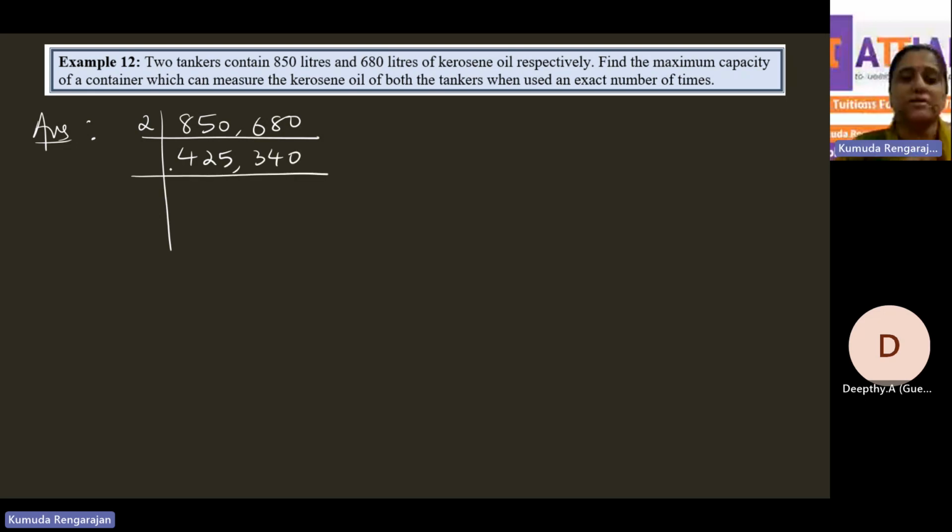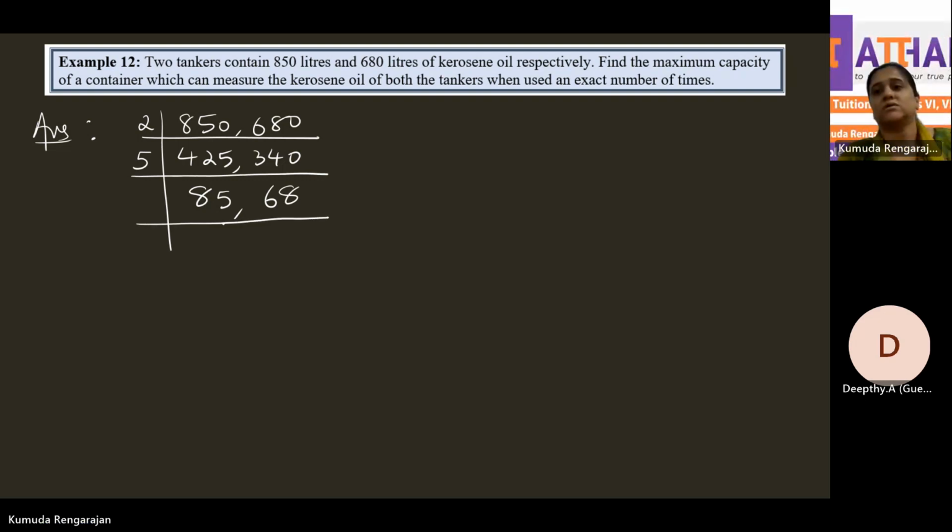Okay. Can we take 2 again? No, ma'am, because 425 is not divisible by 2. Yes. And these numbers are not divisible by 3 also. So we have to take 5. 5 8s are 40, 2 remains, 5 5s are 25. And here 5 6s are 30, 4 remains, 5 8s are 40.